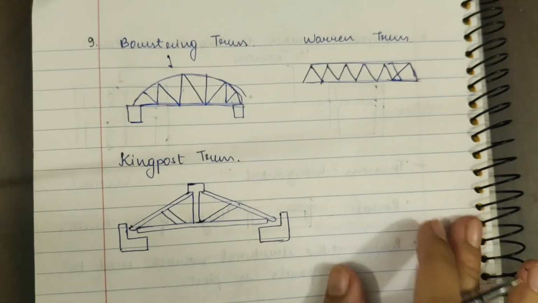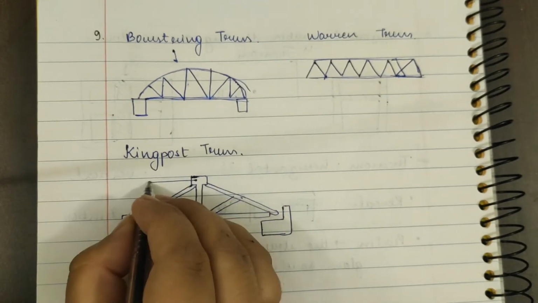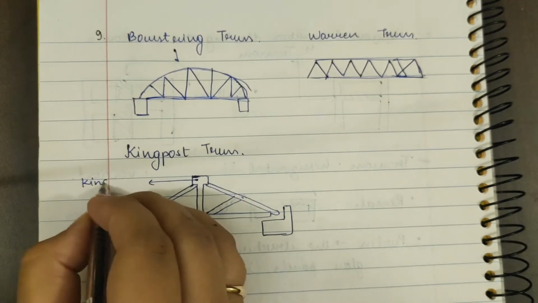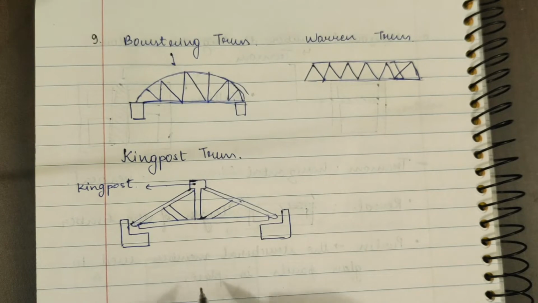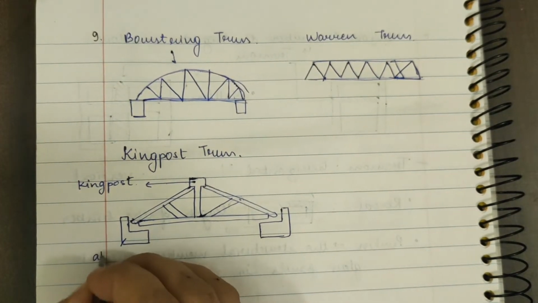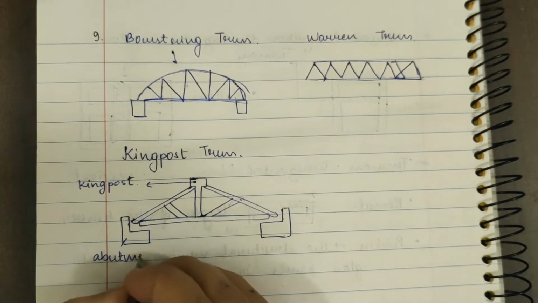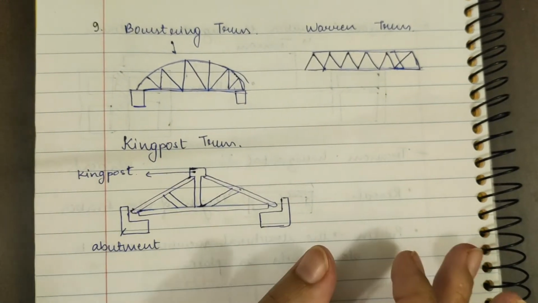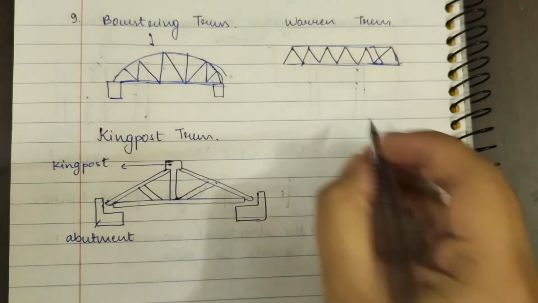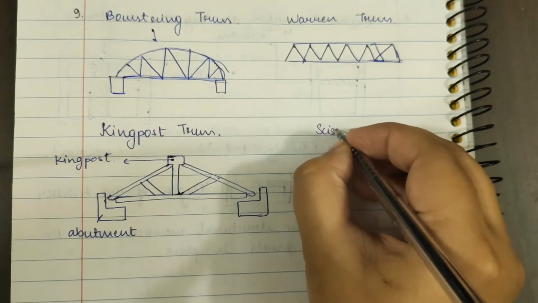This is how a king post truss looks. This area is called king post. This area is called abutment. Just a small piece of information about this. And then we have the scissors truss.